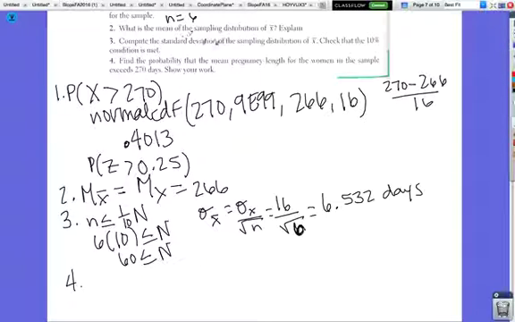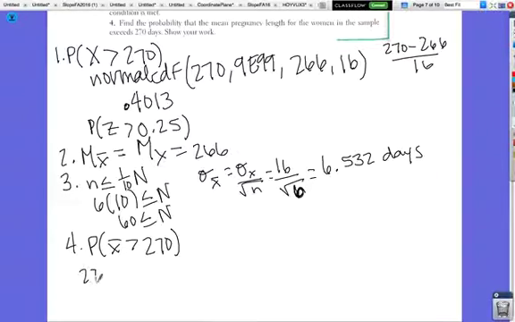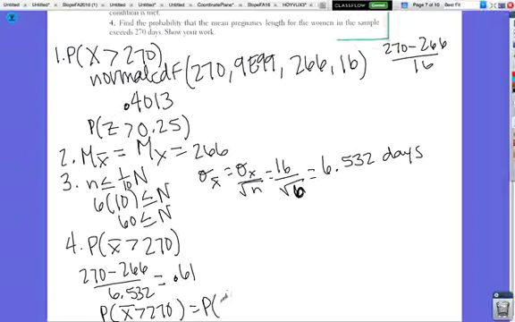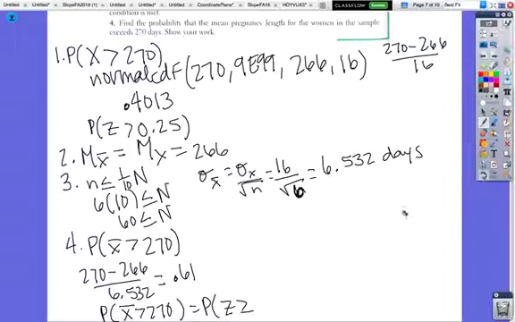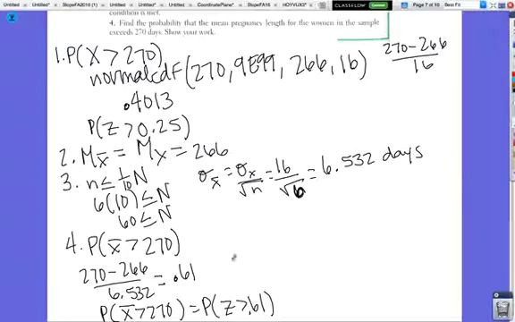Number 4 asks us to find the probability that the mean pregnancy length for women in the sample exceeds 270 and show our work. So we are finding the probability that X bar is greater than 270. So we can do the z-score thing. If we do that, we would be saying 270 minus 266 over 6.32. And whenever you do that, you would get 0.61. So we would be finding the probability that our z was greater than 0.61.